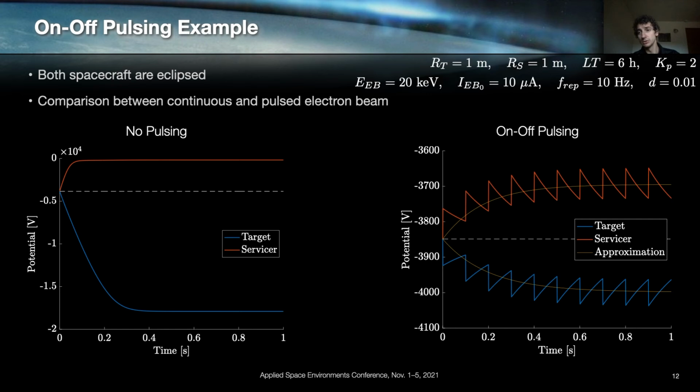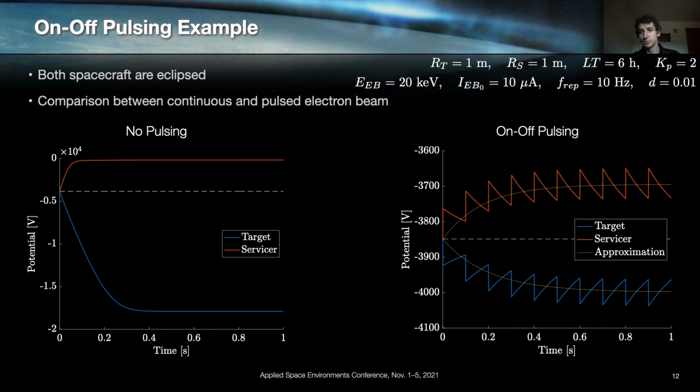Now, if you use a pulse beam instead, you basically charge a little bit and then you turn off the beam and let the target object recharge to its natural state, kind of. And then you turn on the beam again and turn it off again. And the change in potential is a lot smaller. So we just changed the potential by a couple hundred volts maybe, compared to several thousand volts with a continuous beam.